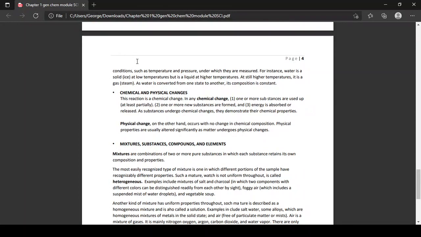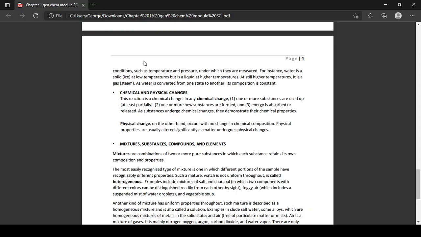Next, you have your chemical and physical changes. Kids, a reaction is a chemical change when it has one of these three statements. Number 1, one or more substances are used up, at least partially. Number 2, one or more new substances are formed. And number 3, energy is absorbed or released to its surroundings. Kids, that is a chemical change.